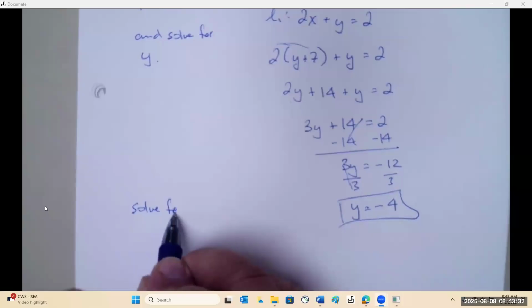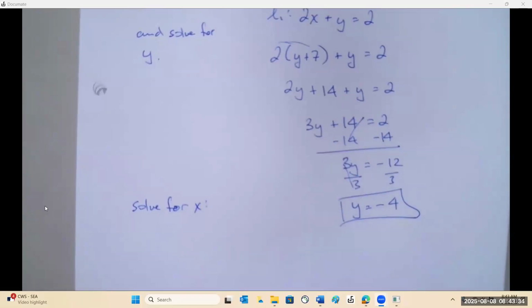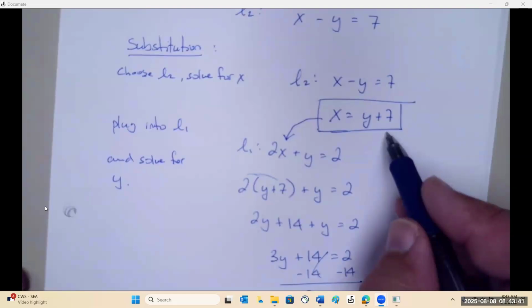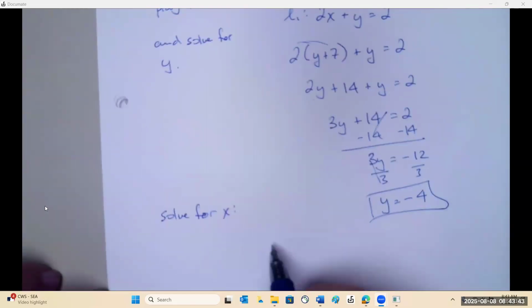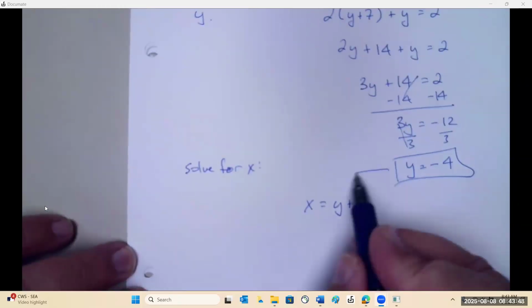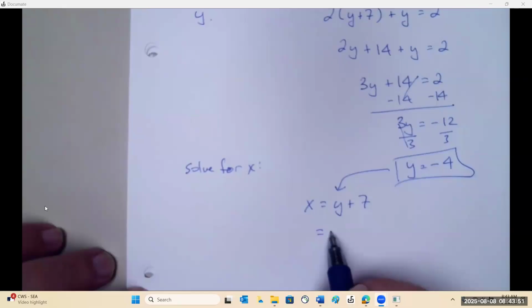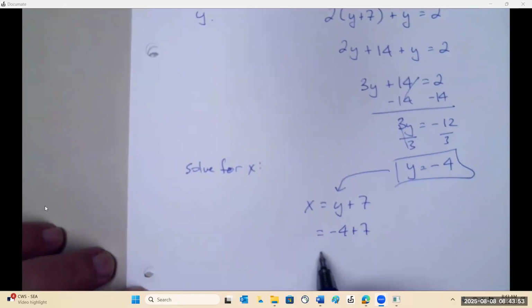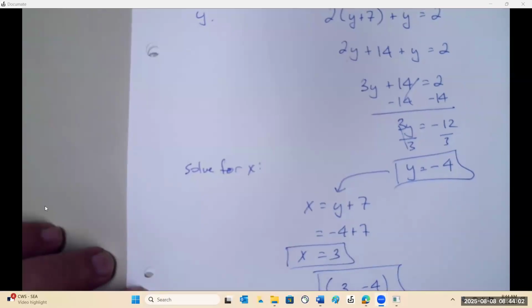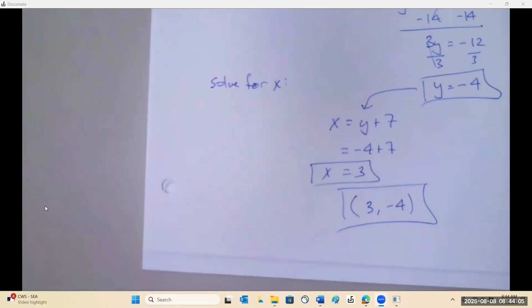Now you solve for x. Where do we get the x equation from? Yeah, from up here. So we know that x is equal to y plus 7. Plug that in there. Negative 4 plus 7 equals positive 3. So that is my solution. That's the point of intersection.